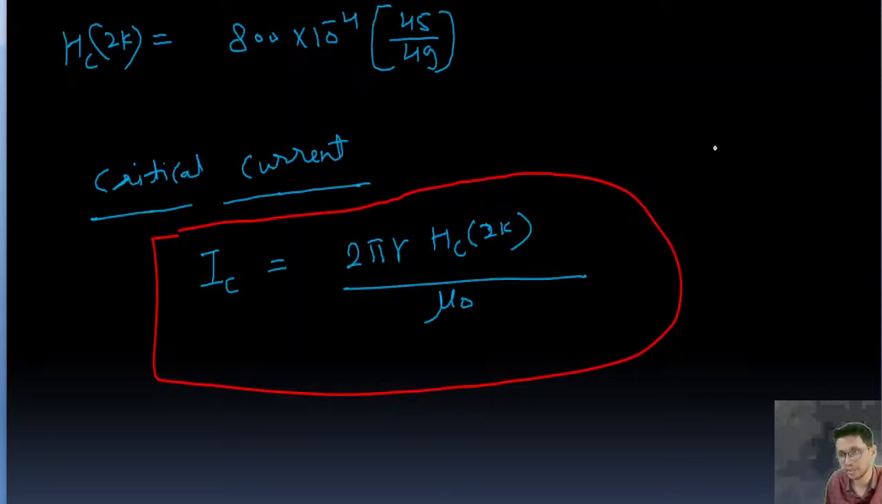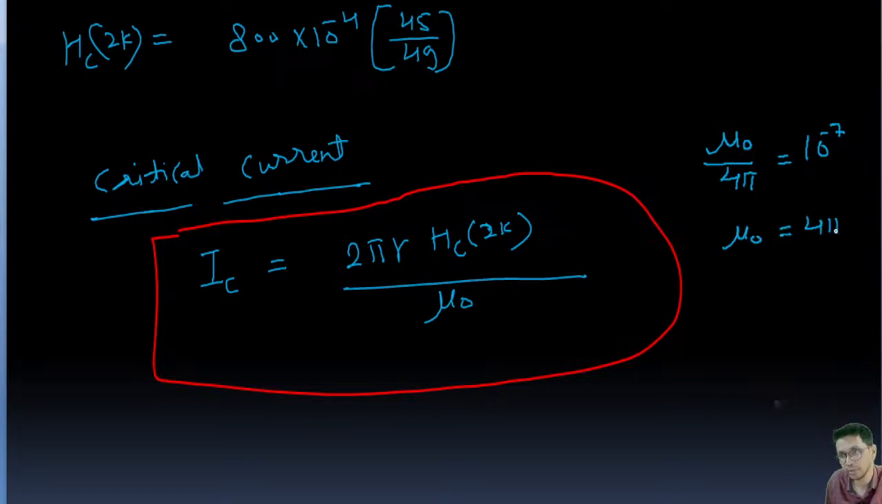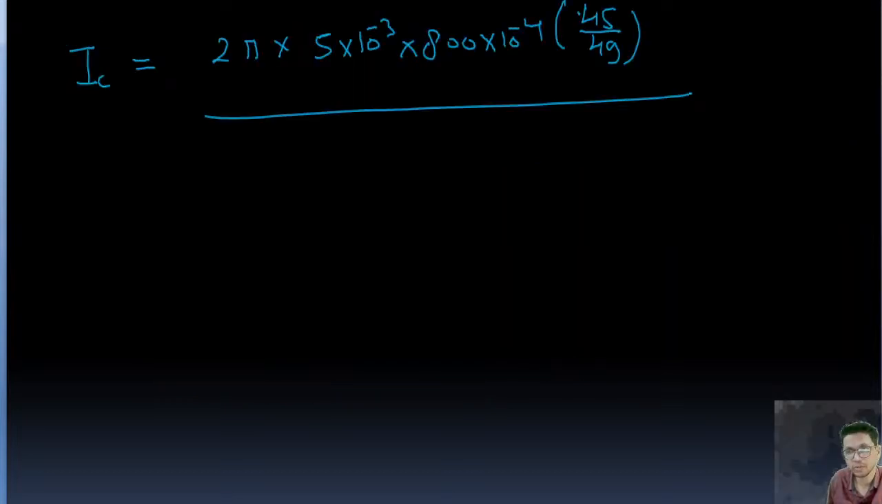I hope you know this one. Mu 0 upon 4 pi is equal to 10 to the power minus 7, we know. From here, the value of mu 0 is going to be 4 pi into 10 to the power minus 7. We'll put this value. This is going to be 4 pi into 10 to the power minus 7. Pi will get cancelled. This is a simple calculation.